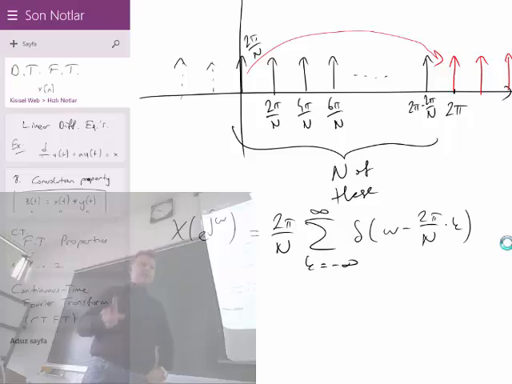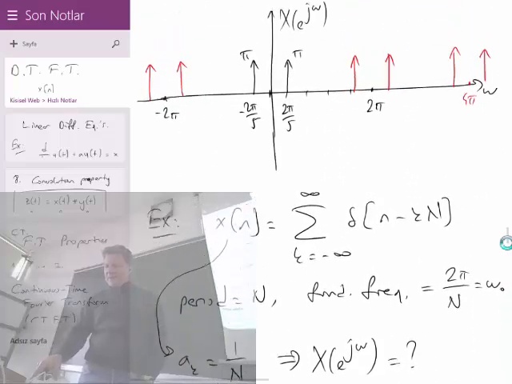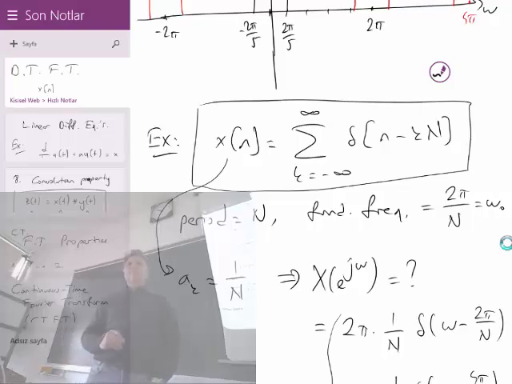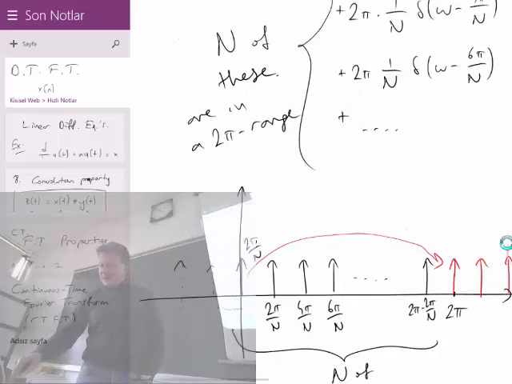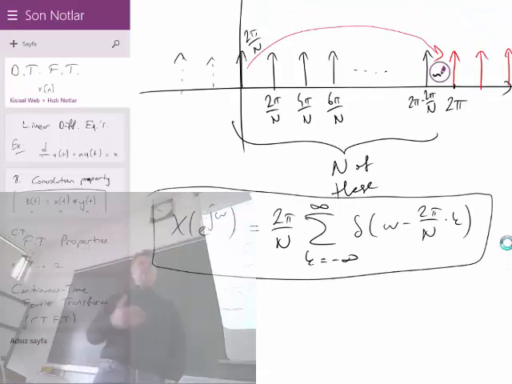We found a similar result in the continuous time. The Fourier transform of an impulse train was an impulse train on the omega axis. Okay. Just check back your notes. And now we have the same situation. The Fourier transform of this impulse train is another impulse train, which is this impulse train. They are not the same, but it's another impulse train.